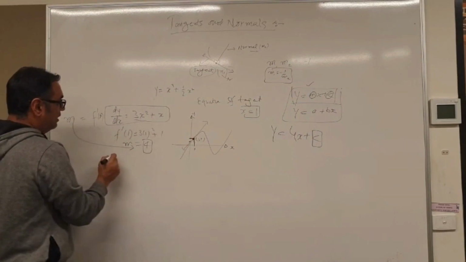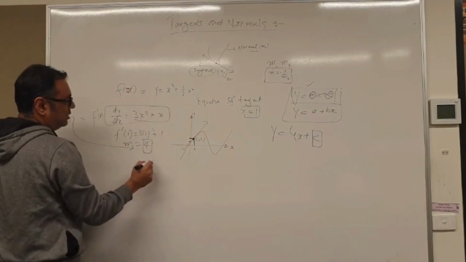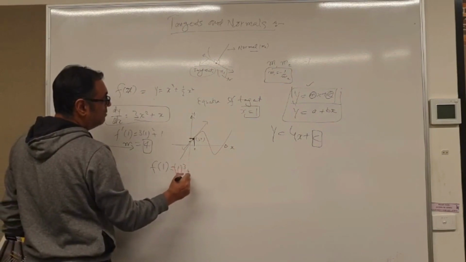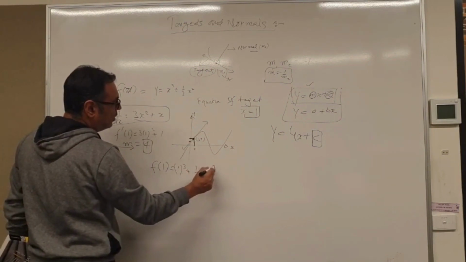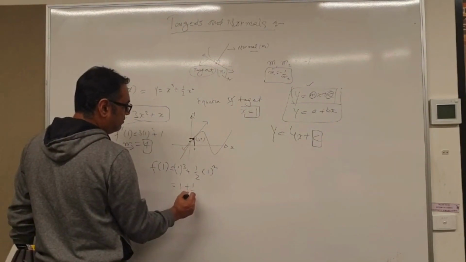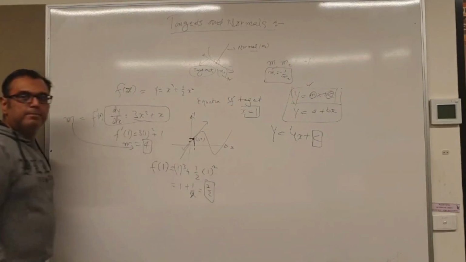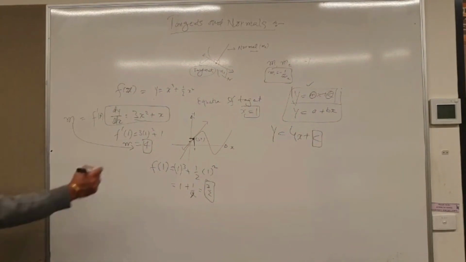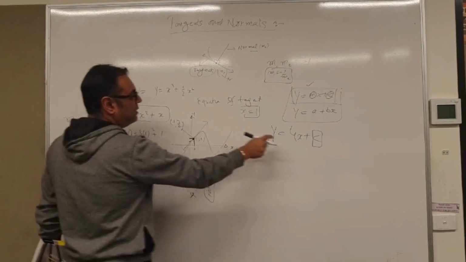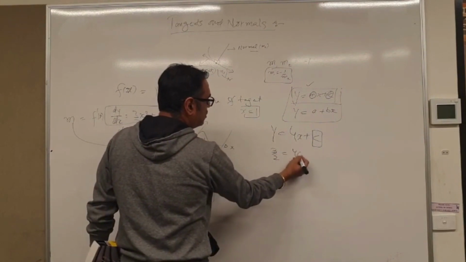So if this is my f of x, I'll find, okay, what is f of 1? 1 cubed plus half times 1 squared. And what's that? 1 plus half, which is 3 over 2. Now I know the coordinates of this point here are 1 comma 3 over 2. Let's plug it into the equation of the tangent. So I'll say 3 over 2 equals 4 times 1 plus c.